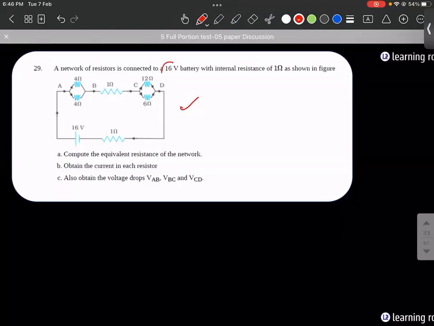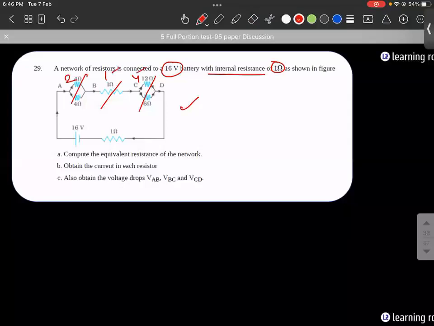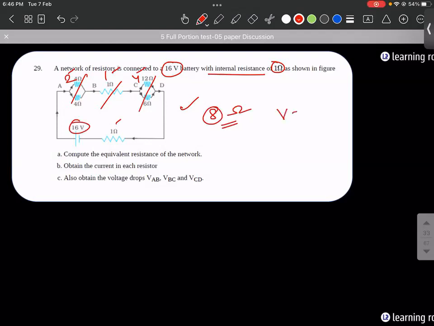A network of resistors is connected to a 16-volt battery with the internal resistance of 1 ohm, as shown in the figure. Compute the equivalent resistance of the network. How much? 2, 1, 12, and 6. What is the equivalent resistance? R1 R2 by R1 plus R2. 72 by 18. This should be 4. So the answer will be 4, 5, 7, 8. So it will be 8 ohm and this will be 16 volt. So V is equal to... Compute the equivalent resistance of the network.